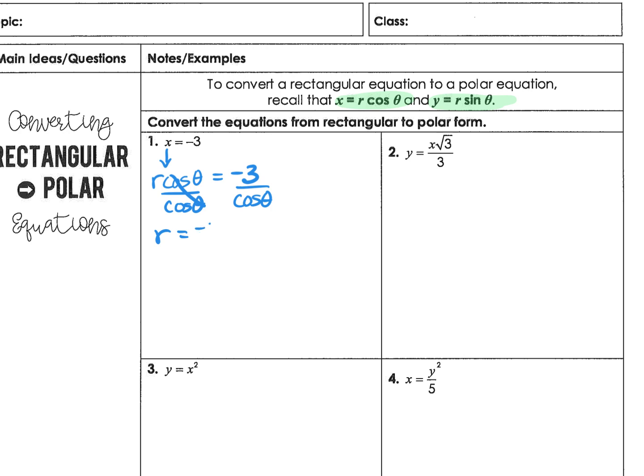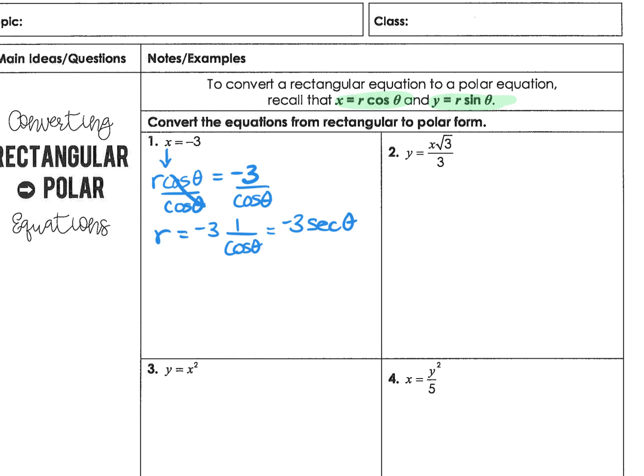So this is the same as negative 3 times 1 over cosine. So this is negative 3 what? Yeah, what's 1 over cosine? Secant. The idea is you want it to look like those things that we graphed last time, don't you? Isn't this what one of those formulas looks like? Okay. I convert, I plug in, and I solve for r.